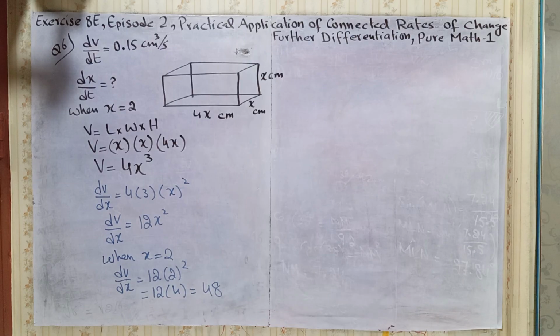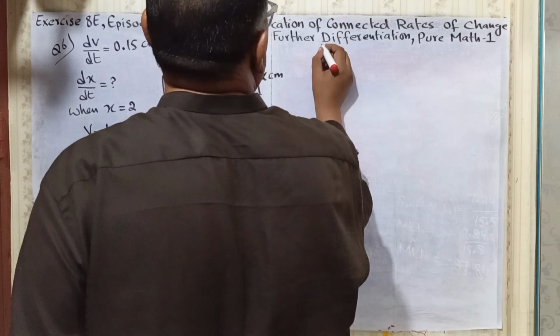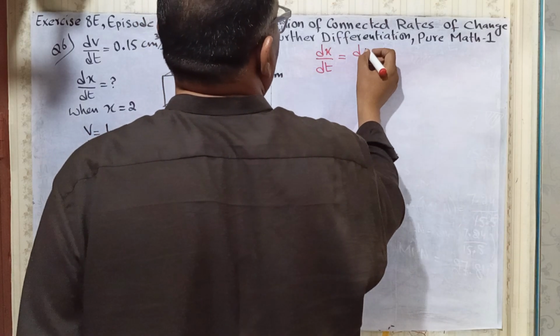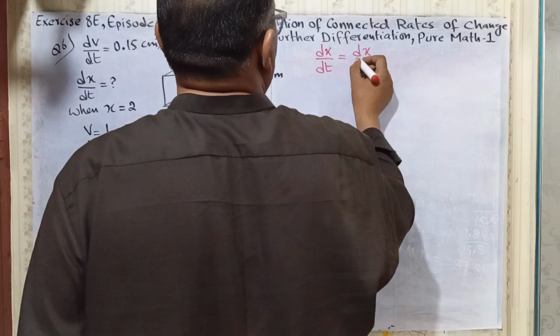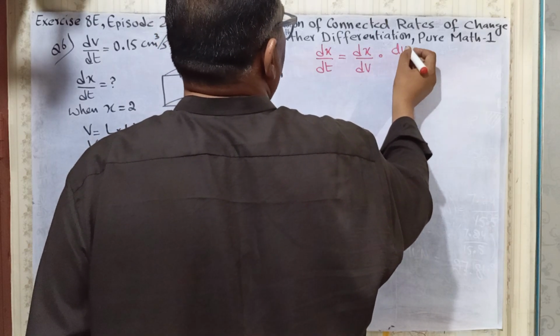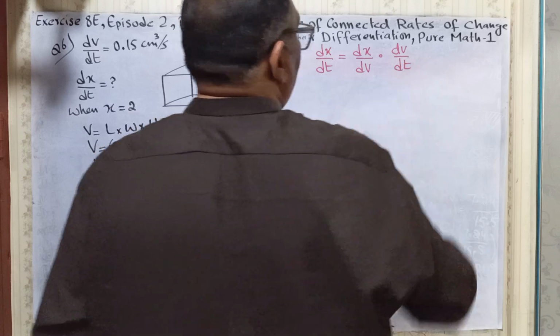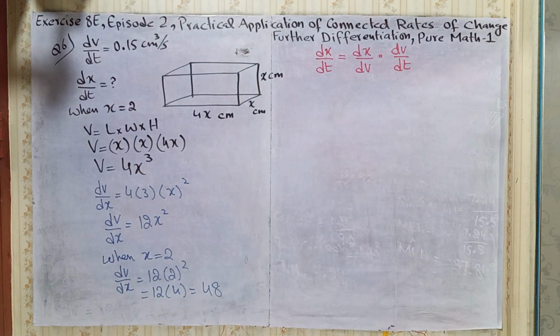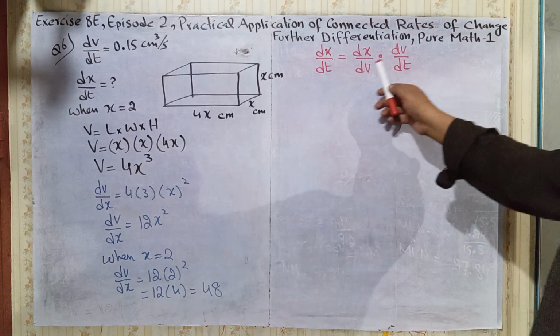Okay. Now I will apply the chain rule. The chain rule says that if you want to find out dx by dt, that will be equal to dx by dV into dV by dt. So I have applied the chain rule. I want to find out the dx by dt, and dx by dV into dV by dt, so basically these two will be cancelled.